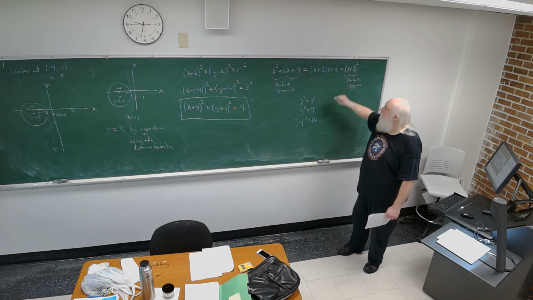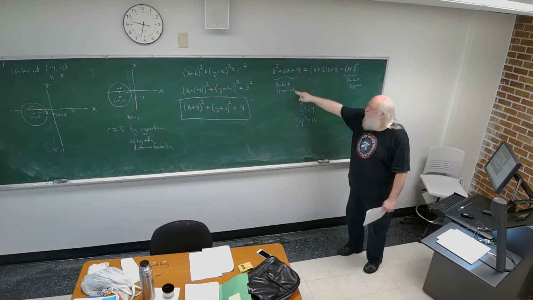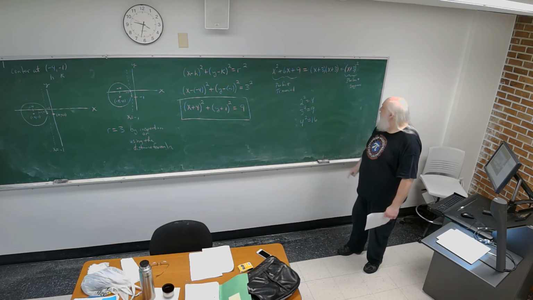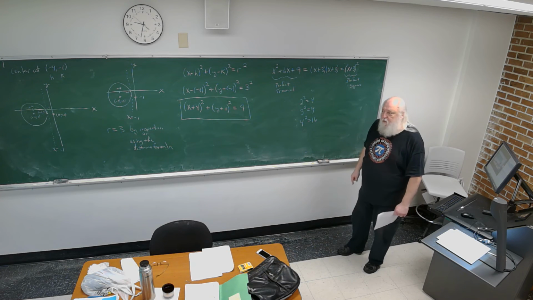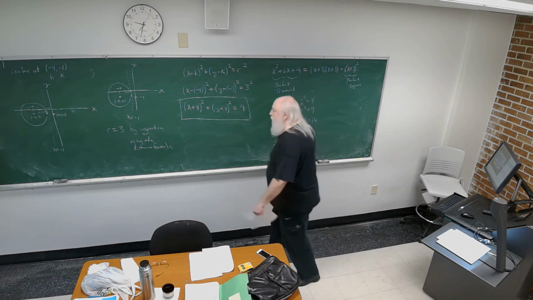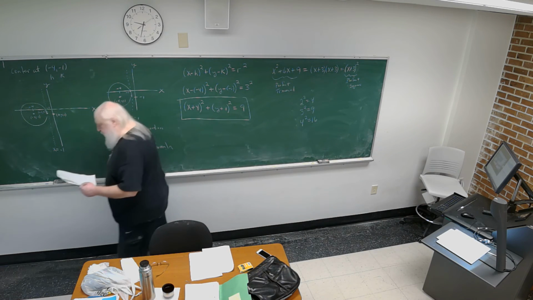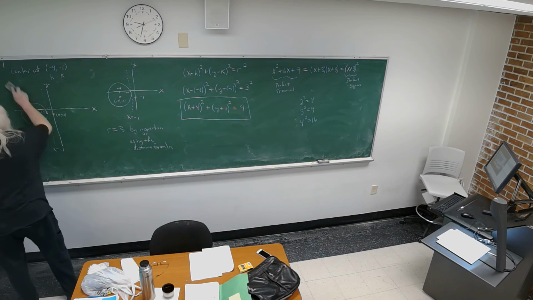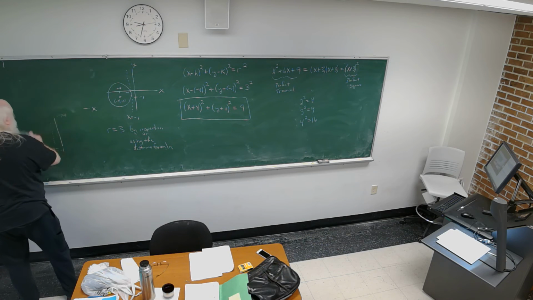And so we're going to use perfect trinomials that can be written as perfect squares to rewrite an equation of a circle in general form, go from general form to standard form. That's what we're going to do. All right, so let's take a look at the first example. The best way to learn this stuff is just do it.